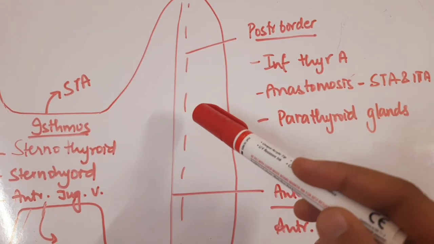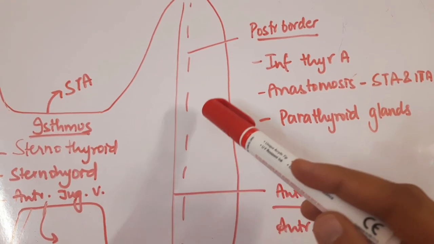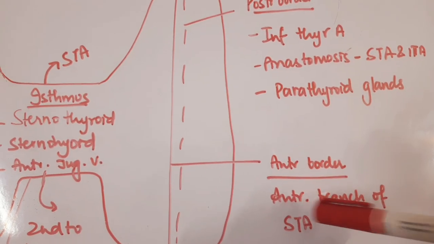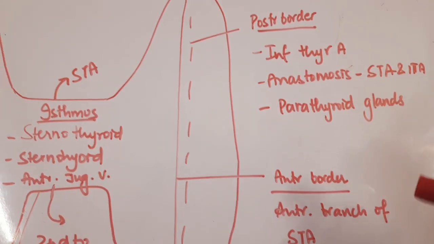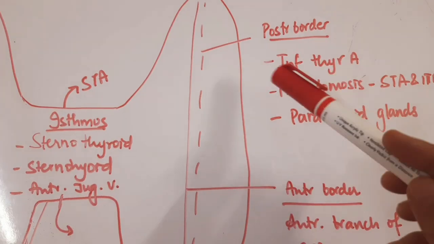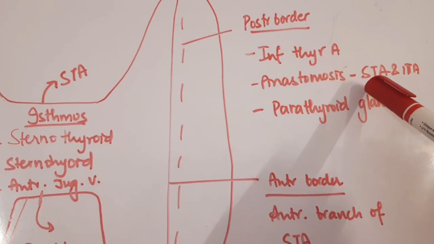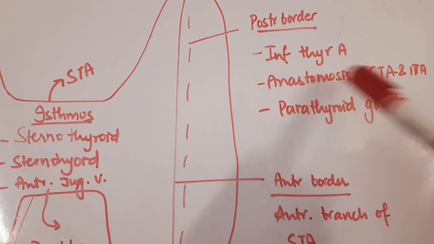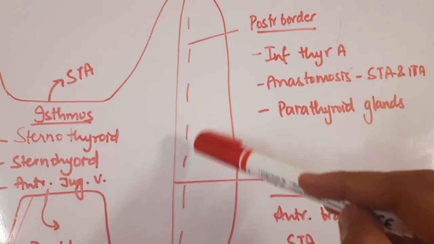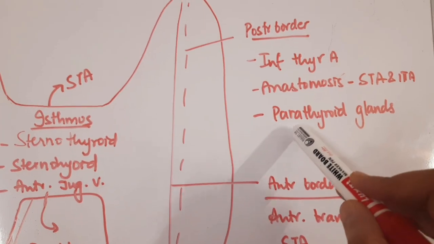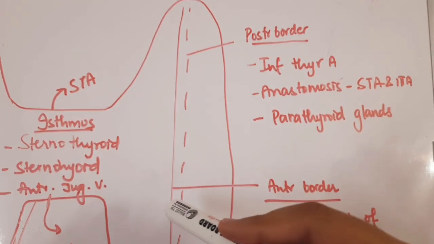The thyroid gland has two borders, an anterior border and a posterior border. The anterior border is associated with the anterior branch of superior thyroid artery, and the posterior branch is related with the inferior thyroid artery. Anastomosis between the superior and the inferior thyroid artery occurs on the posterior border, or it is related to the posterior border. And then we also have the parathyroid gland, which is associated with the posterior border.